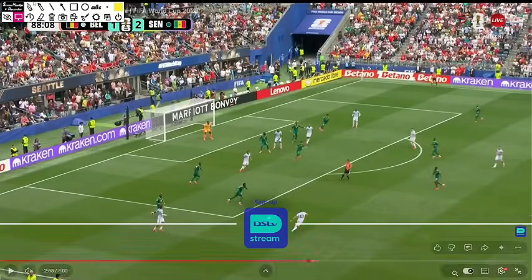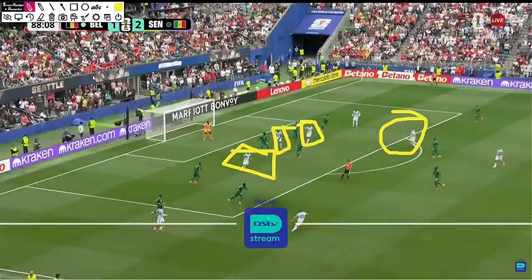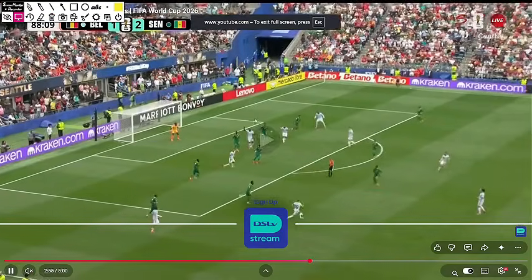Okay, and then let's look in the box again. Still unmarked. Still unmarked. Probably someone can go nearer to him. All the space in the world, all the space to take it on first time in case the ball comes in quick. This is painful to watch.